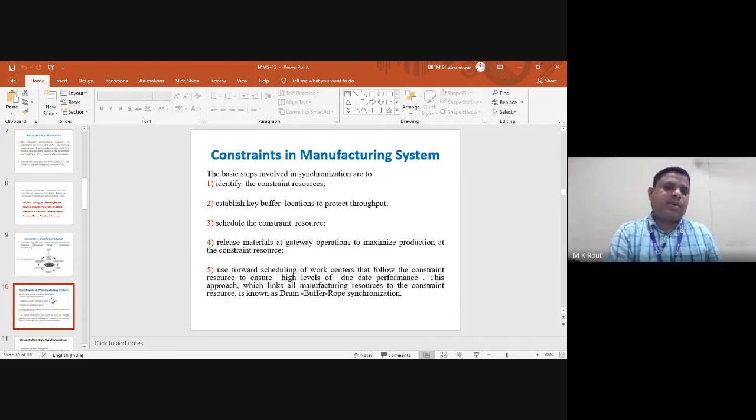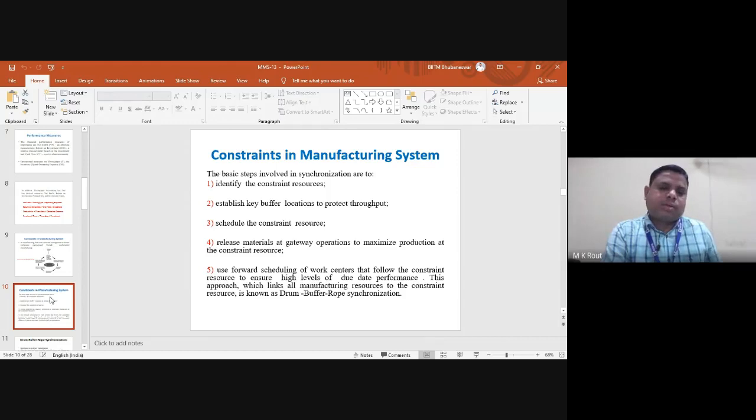I will just repeat these steps. Identify the constraint, establish key buffer locations. If you find key buffer locations, you can easily divert this buffer to other machines. The next is schedule the constraint resources. In case of constraint resources, you have to allocate the other resources to convert them into non-constraint resources. Then release material to the gateway operation to maximize production.